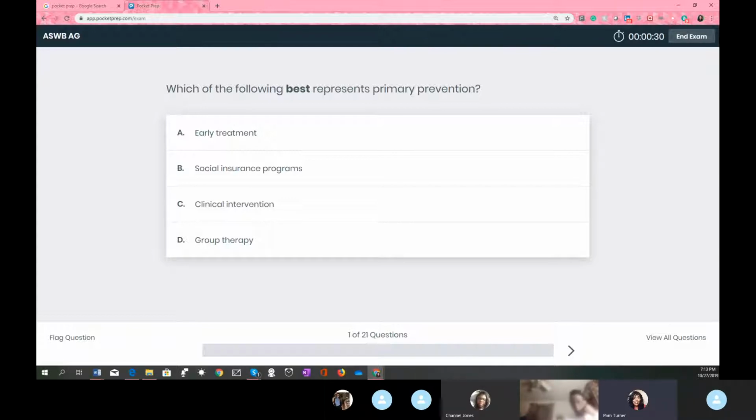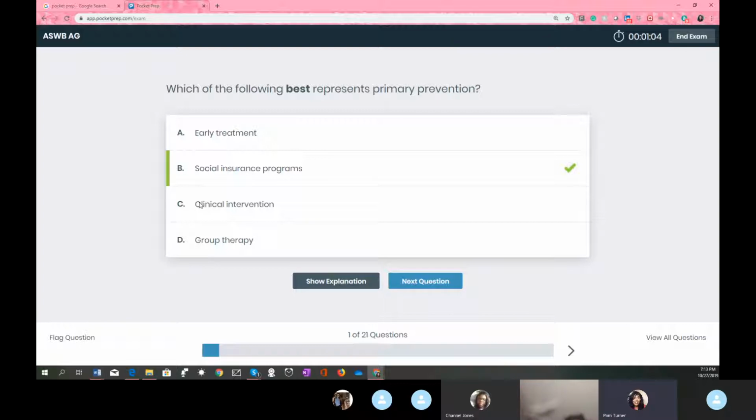Okay. So what's the answer to that one? Early treatment. It's already treatment. My primary focus is trying to stop it. Yeah. So what's my answer there? What best represents primary prevention? Early treatment, clinical intervention, social service programs. Yeah.